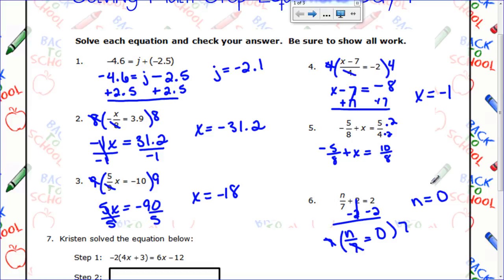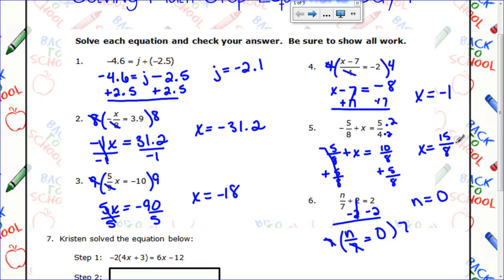Now I just have a basic equation. Yes, it's got fractions, that's okay. I'm going to get rid of this negative 5/8 so I can get x by itself, and to do that I have to do a positive or add 5/8. That is the opposite, it makes them cancel. I'll add 5/8 over here, and since they have a common denominator, it's real easy. X becomes 10 plus 5 is 15 over 8.